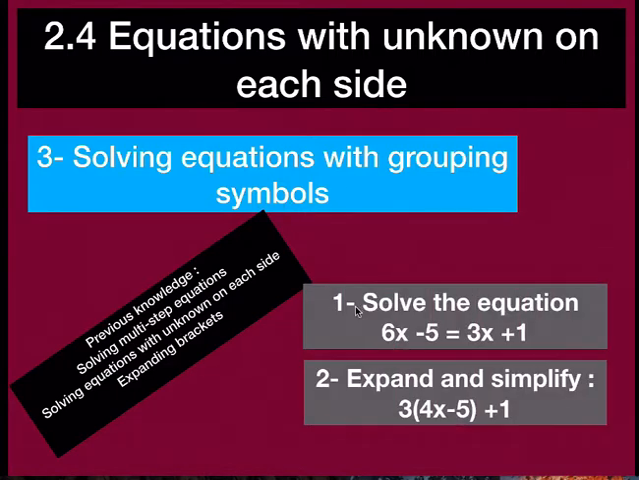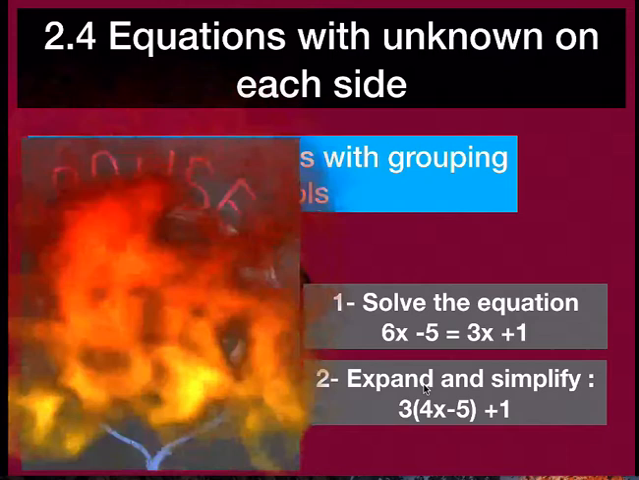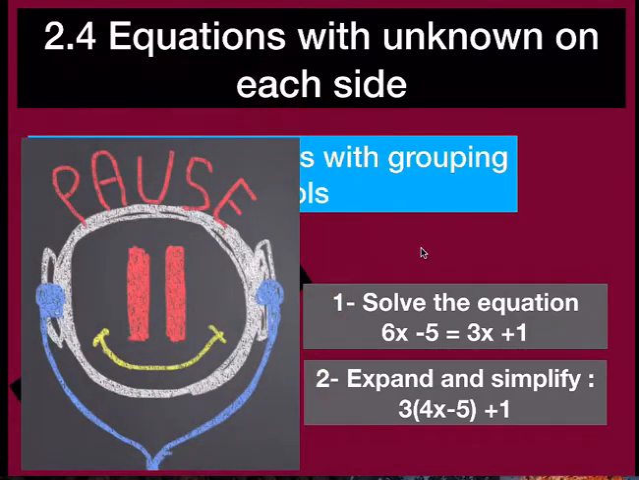So we start with these two questions. The first question is about solving an equation of this form with unknown on each side. This covers solving equations with unknown on each side, and it covers as well multi-step equations. So this covers the two previous learning objectives. And question 2, expand and simplify this bracket and this expression, which covers expanding brackets. You need to pause this video and try hard before you carry on watching the video and checking the answers. Pause, please. Work hard.